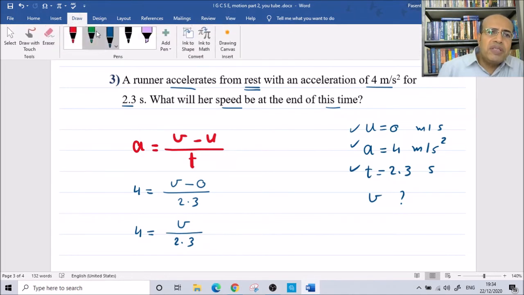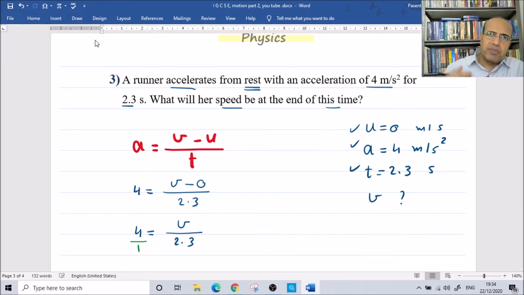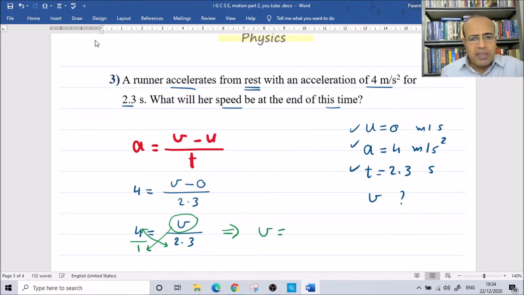How can we solve this equation? We can do this as a ratio, so we do cross multiplication, to get v. It's direct: 4 multiplied by 2.3 divided by 1. So from this, by using cross multiplication, v times 1 is v. v equals 2.3 multiplied by 4 over 1, which is 9.2. This is the velocity. Its unit is meter per second.